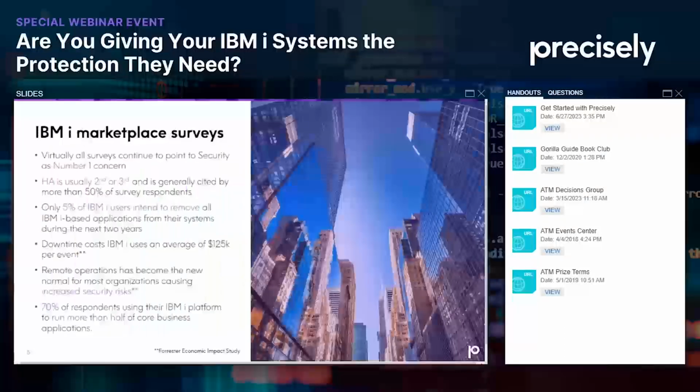So, there's a lot of IBM i marketplace surveys that are done. Some of them, frankly, are done by our competitors. Some are done by IBM. Some are done by analyst firms. But some commonality when you look at all those comes across.